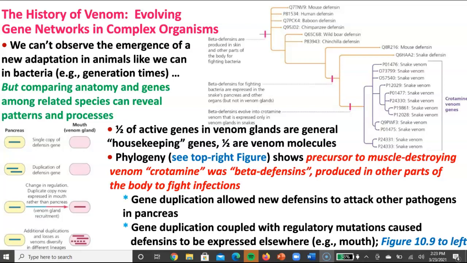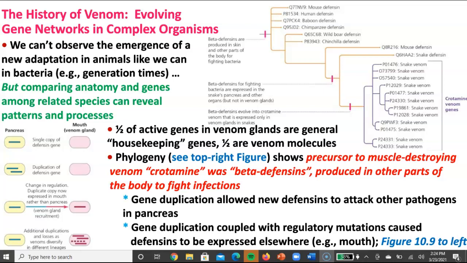And so this is gene recruitment, venom gland recruitment. Since then, additional duplications and losses have happened as venoms have diversified in different lineages of snakes. Different lineages of snakes have different cocktails of venoms that do different things. And so that's the final synapomorphy that you see on the upper right-hand phylogeny on the slide. It says beta defensins evolve into crotamine venom that is expressed only in the venom glands of snakes.